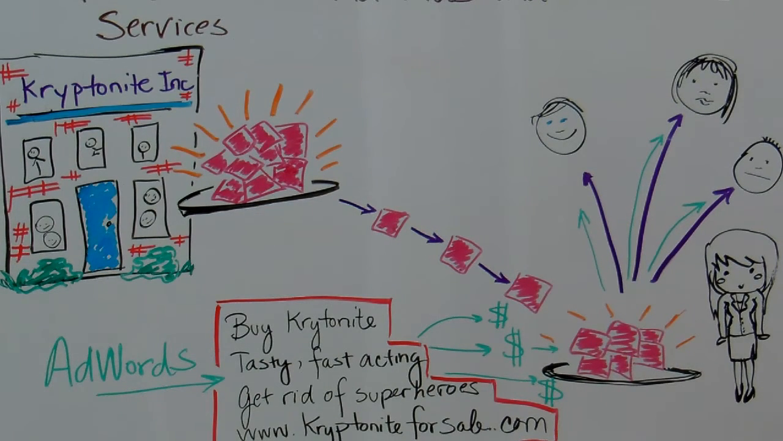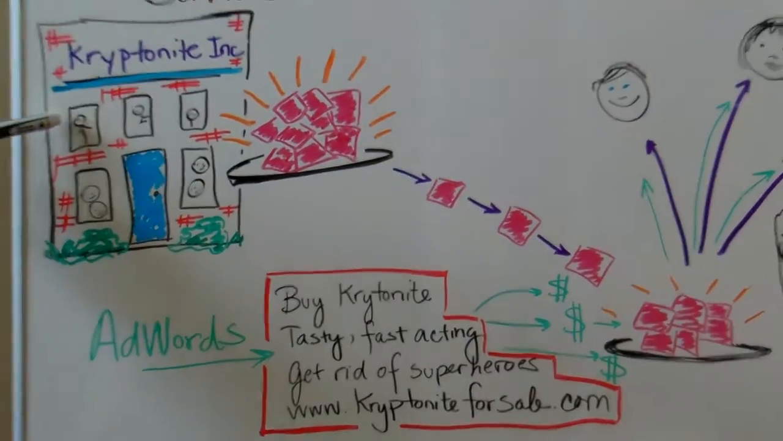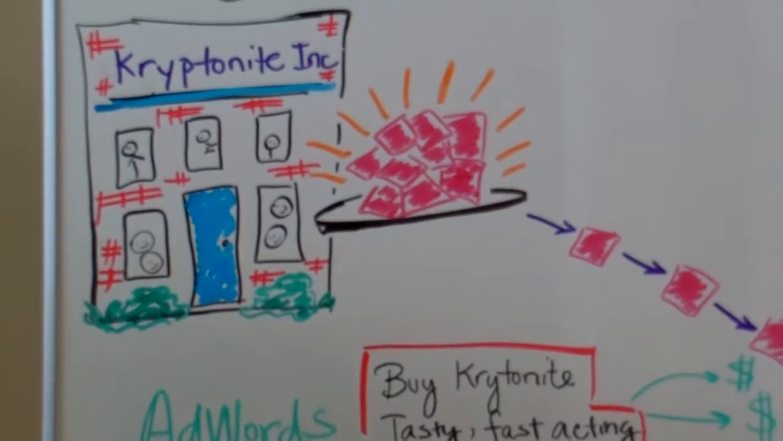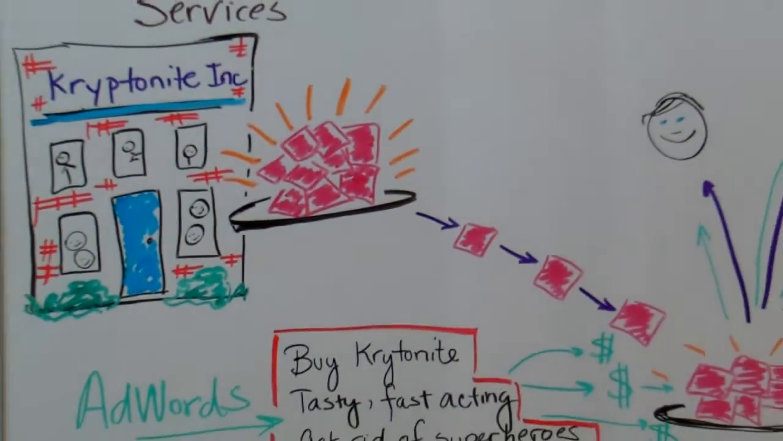This is McCord Web Services talking about AdWords and trademarks. In this little graphic, you'll see that we're going to talk a little bit about the trademark process for businesses. First off, we have Kryptonite Incorporated, which is here, which is the manufacturer and the owner of the trademark.